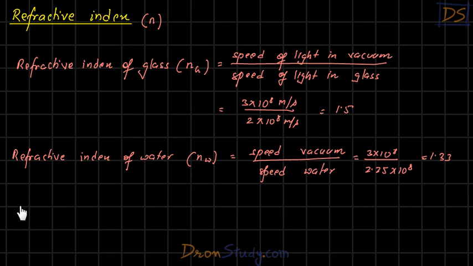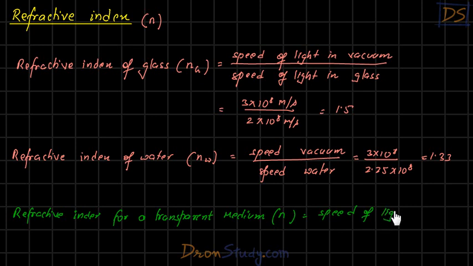You understand? So basically we can write the formula that refractive index for a transparent medium, denoted by this, is equals to speed of light in vacuum divided by speed of light in that medium. This is the formula for finding refractive index of any transparent substance.